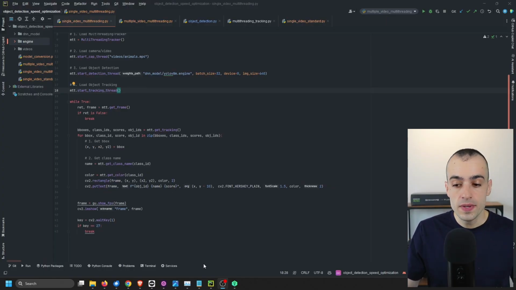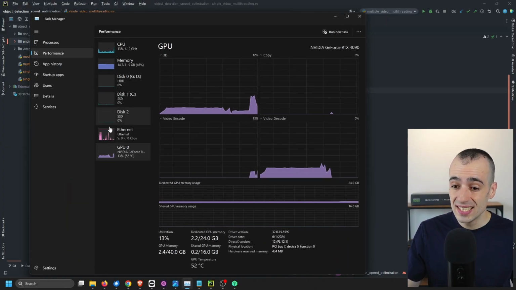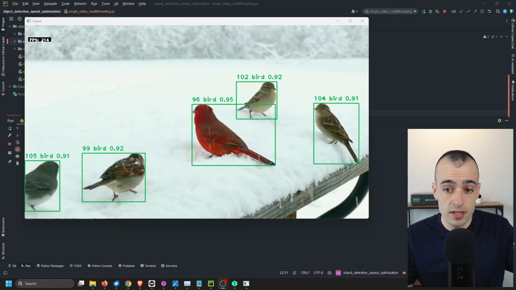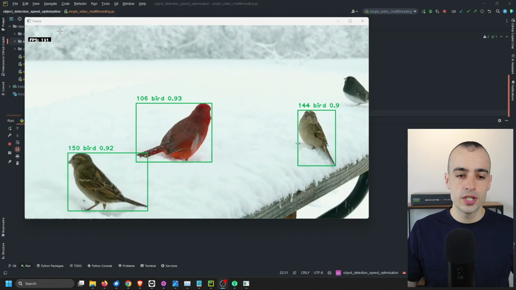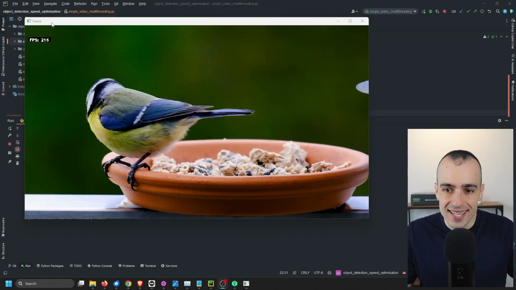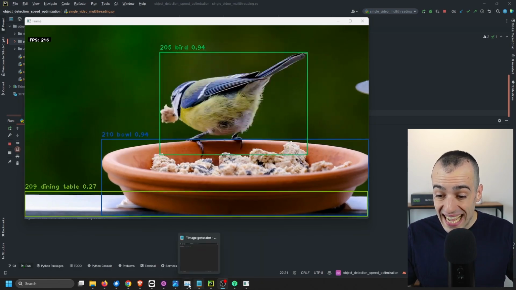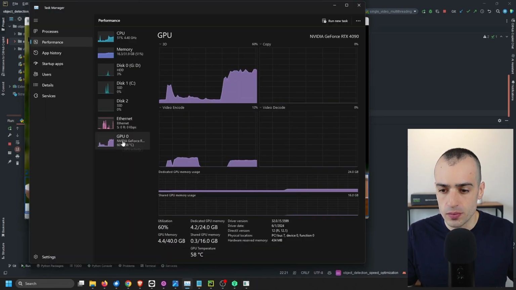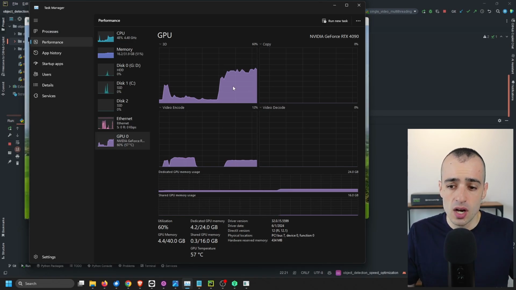Let's now test a few things on the RTX 4090. So I'm now running object detection and we see that we're getting around 200 plus frames per second. I'm running the YOLO version 8 medium model and we're getting a great performance, 200 frames per second. At the same time, let's see how much we're using of this graphic card. We're using around 60% of the graphic card.